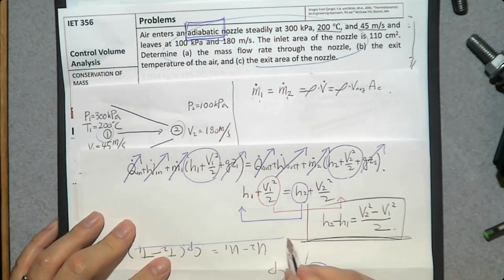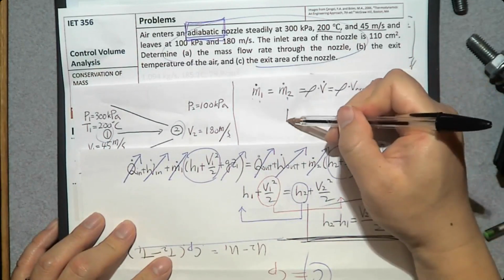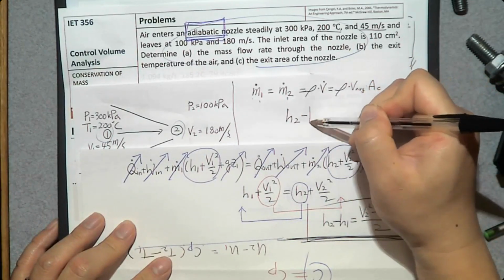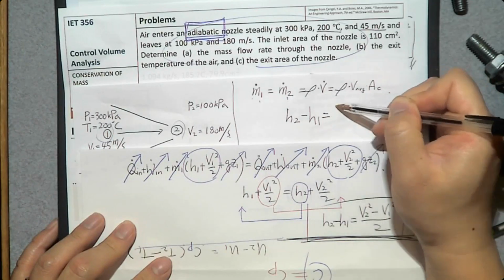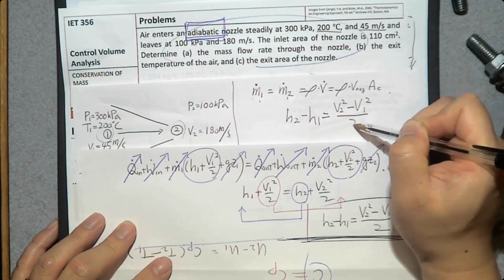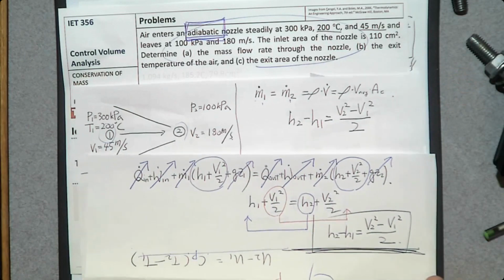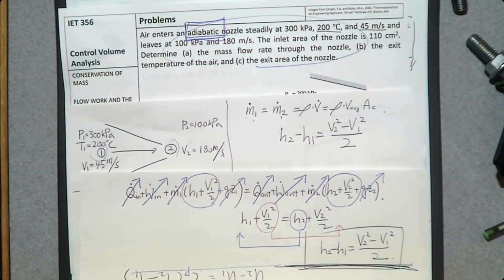Then this is the governing equation. So let me write it here. H2 minus H1 is V2 square minus V1 square divided by 2. So these are the two equations. Any question up to here?